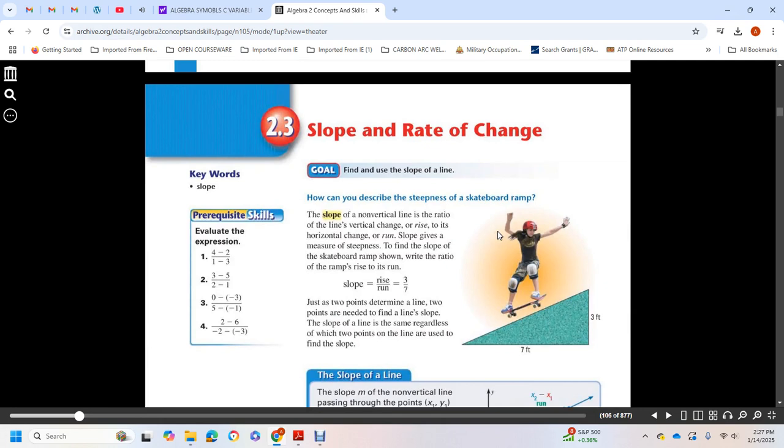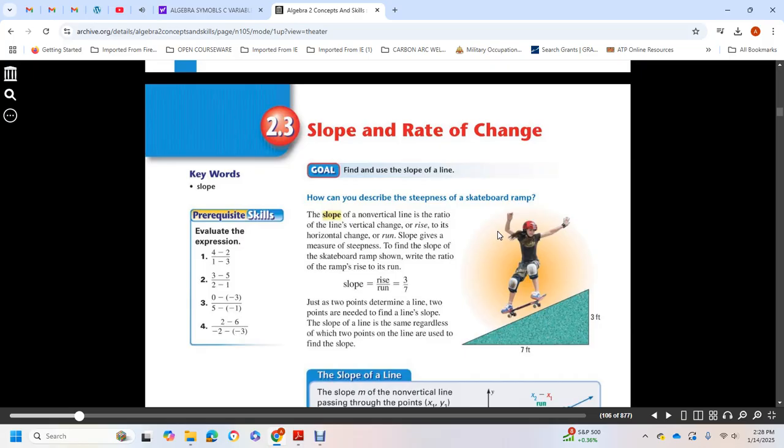2.3 Slope and rate of change. Goal: find and use the slope of a line. The slope of a non-vertical line is the ratio of the vertical change, the rise, to the horizontal change, the run. Slope equals vertical change, or rise, over horizontal change, or run. Slope measures steepness.